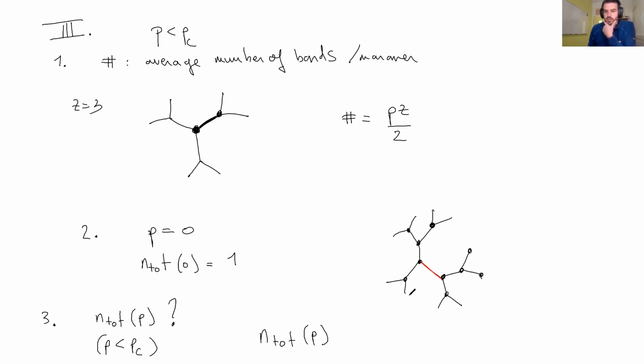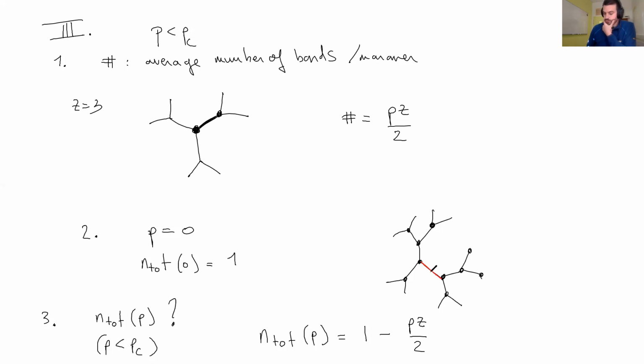Before the creation of that red bond, how many molecules do I have? If we start from P equals 0, when there were no polymers larger than monomers, then we add all the bonds we have calculated in question 1, that is Pz over 2. By each bond we add, we reduce the number of polymers by 1, and everything is counted per monomer, and so N tot becomes 1 minus Pz over 2. Perfect, exactly.